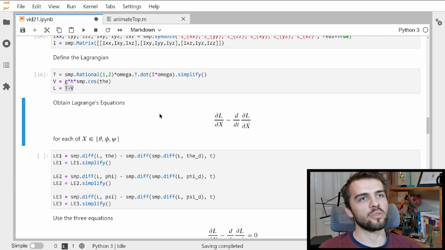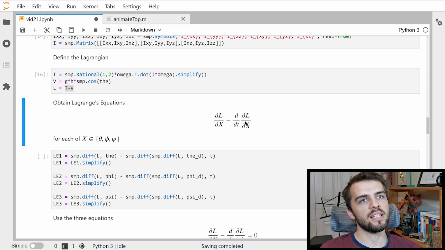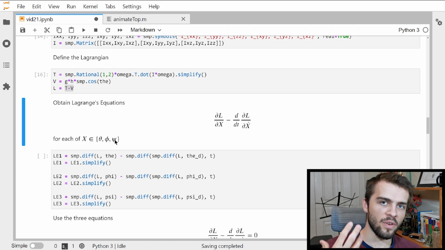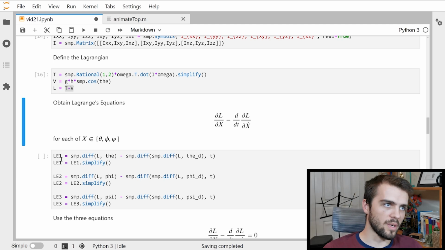So you'll note that Lagrange's equations look like this. Now they're really equal to 0, of course, but we want to just obtain what this left-hand side looks like. So it's ∂L/∂x minus d/dt of ∂L/∂x dot. And that's for each of the x's in theta, phi, and psi. So we have 3 free variables in this problem. There's going to be 3 Lagrange's equations. And so that's what I do.